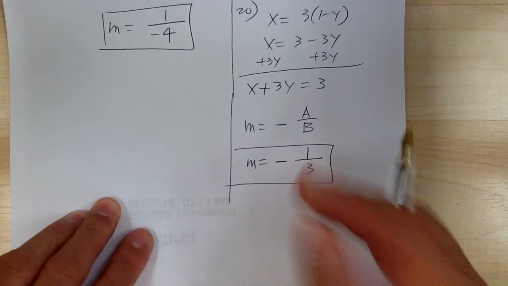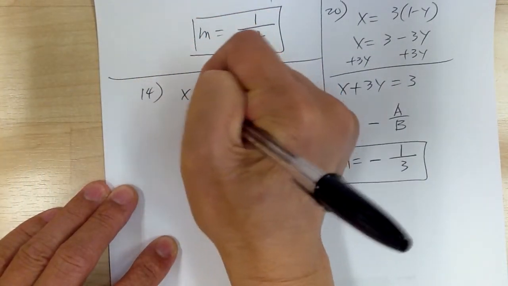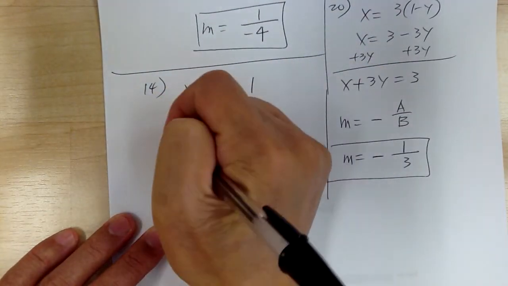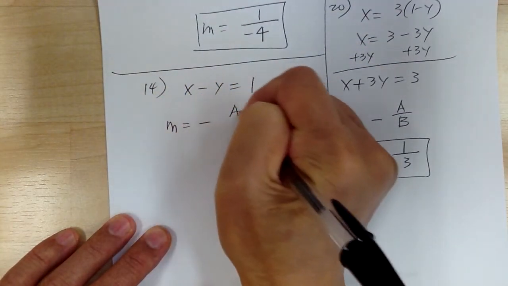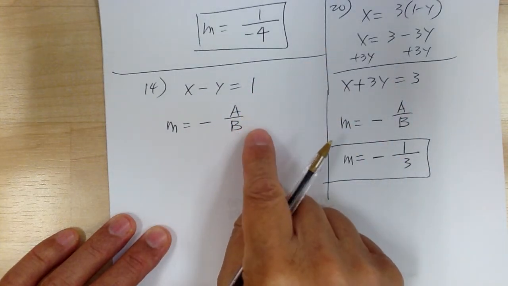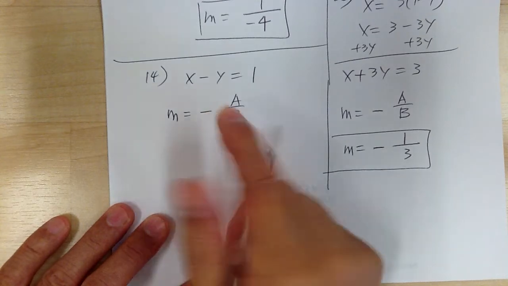Okay, so for example, let's do number 14. So x minus y equal to 1. So again, it's the equation, so use m equal to -a over b. Now again, write down the formula, because if you don't, very likely you're going to forget the negative and you're going to mess up on the negatives.